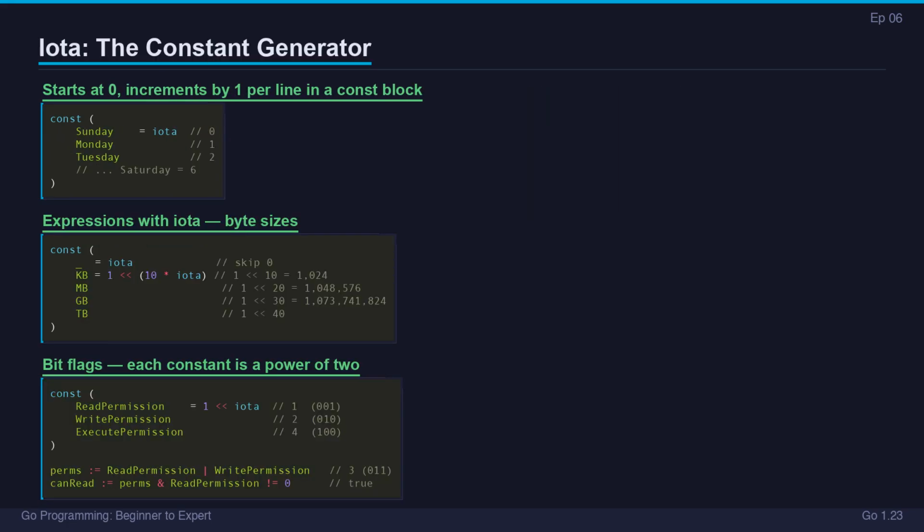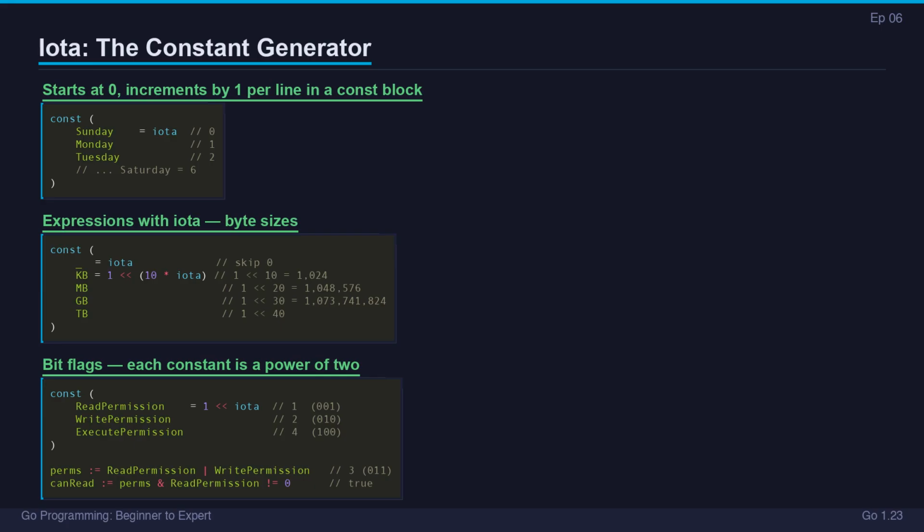iota is Go's built-in constant generator. Inside a const block, iota starts at 0 for the first constant and increments by 1 for each subsequent one. No numbers written. No chance of miscounting. Add a day in the middle and everything still works. iota becomes powerful when you use it in expressions. The expression is repeated for each constant, with iota substituted by its current value. The underscore discards the value. A Go convention for, I know this exists but I don't need it.